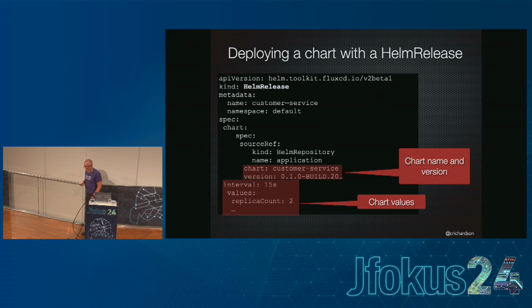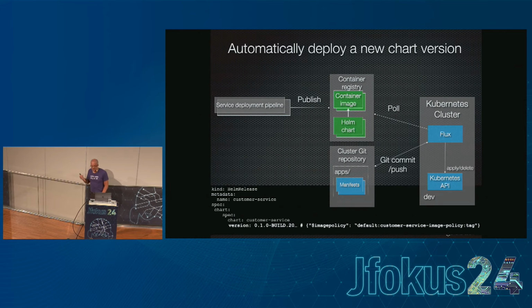But, you know, you might be thinking, well, it's pretty tedious. Every time I publish a new Helm chart, I have to go edit some manifest file and git commit, git push it. Well, one of the nice features of Flux is that, at least in your dev cluster, it can automatically monitor your container registry for new versions that satisfy certain criteria that you define.